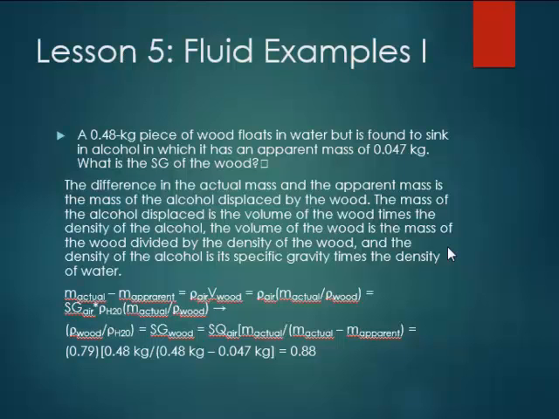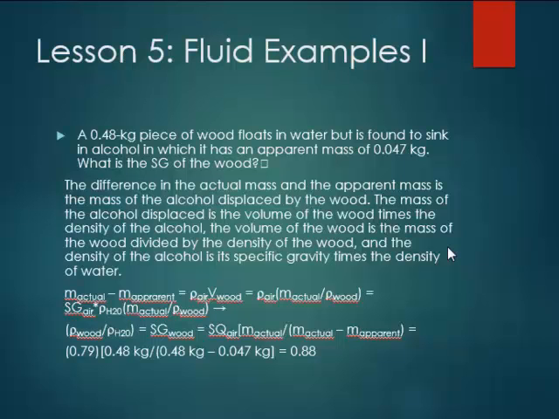The volume of the wood is the mass of the wood divided by the density of the wood. And last but not least, the density of the alcohol is its specific gravity times the density of water. So putting that into equations, we see that M actual minus M apparent equals rho alcohol times V wood, which is then rho alcohol times M actual over rho wood, which is then going to be equal to the specific gravity of alcohol times rho H2O times M actual over rho wood.